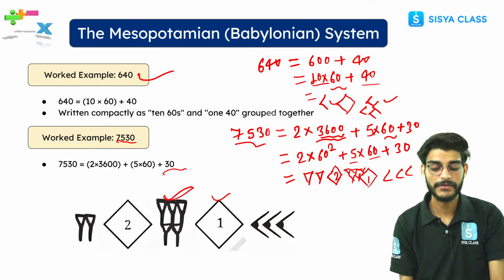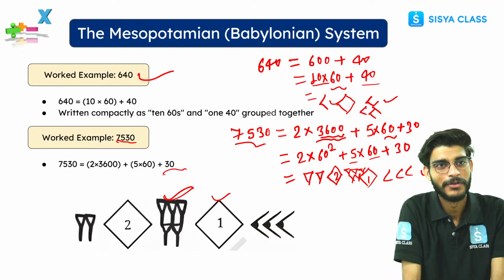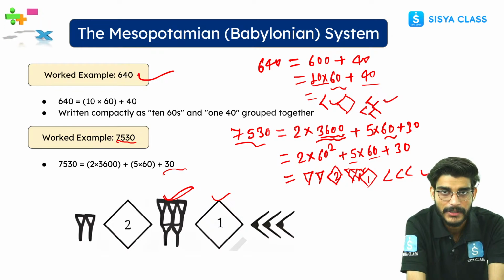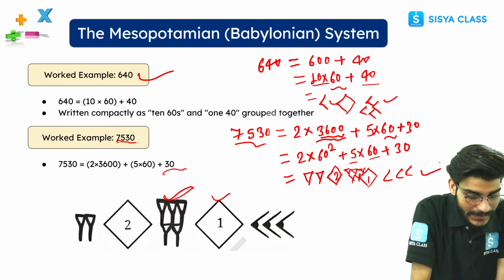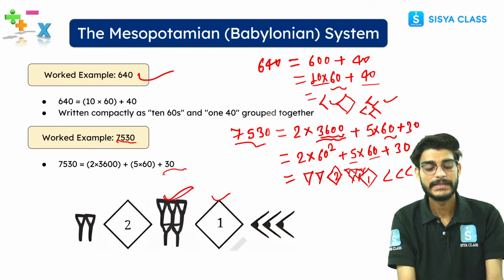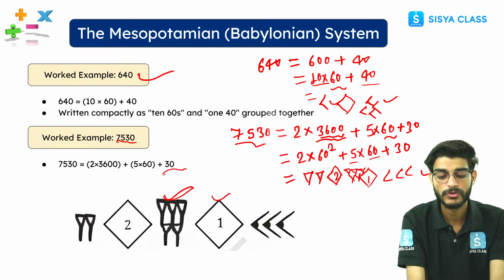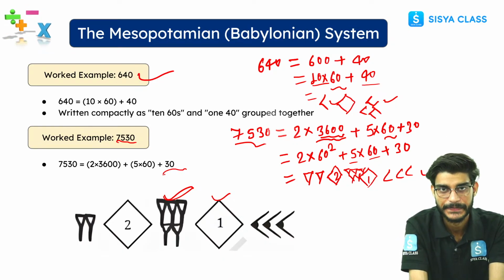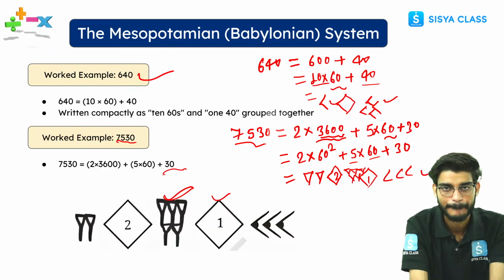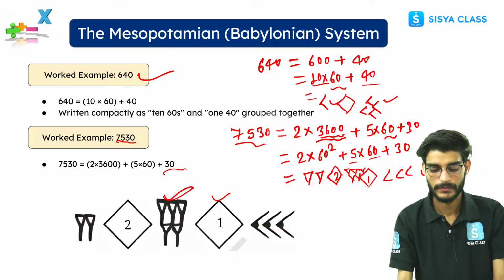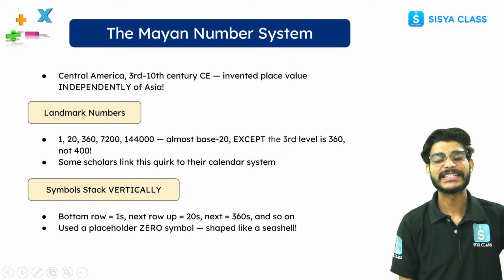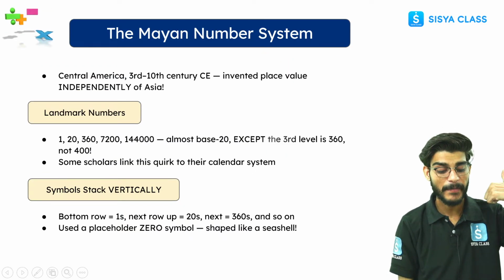This will be the notation for 7530. Clear? 7530. This is how you will denote it using the Mesopotamian number system. Clear? Okay, let's move on to the next number system, and that is called the Mayan number system.